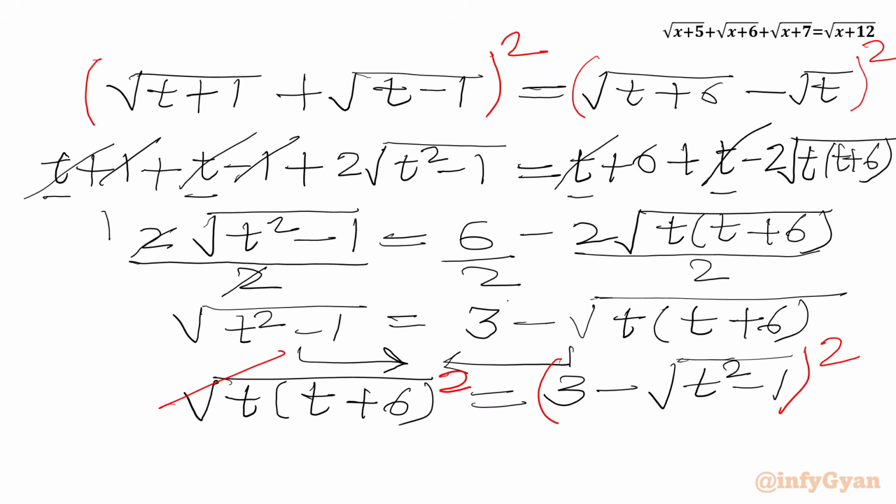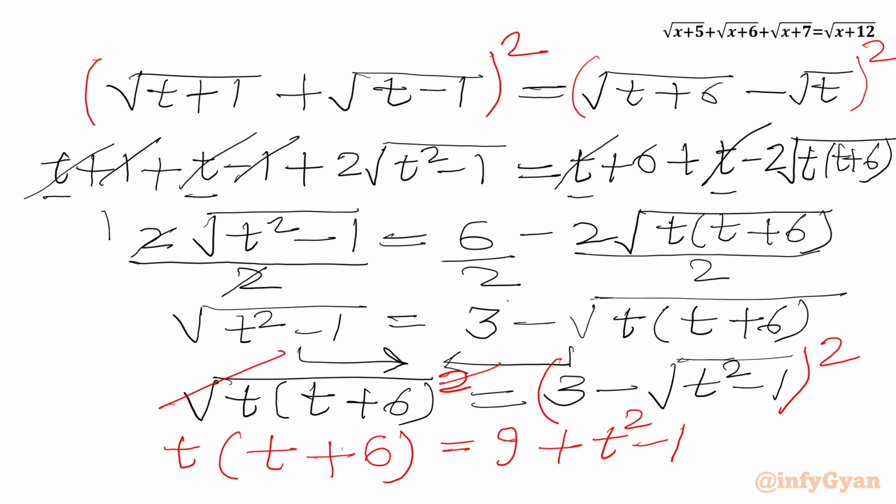Now square root and square will get over. We will get t times t plus 6 in left hand side, and in right hand side we'll use the a minus b whole square identity and write 9 plus t square minus 1 minus 2 times 3 times square root of t square minus 1. It is 6 times square root of t square minus 1. Now we will simplify LHS and then we can eliminate few terms.